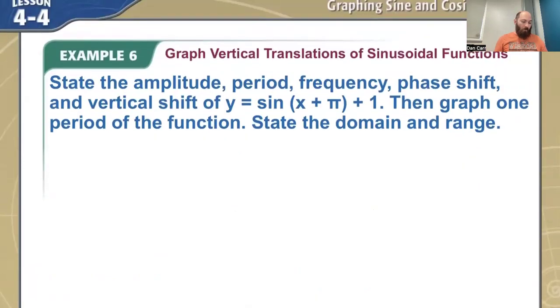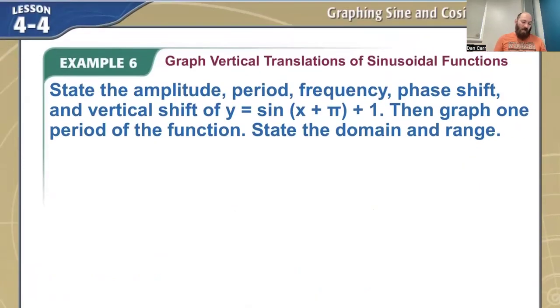So let's do one more together on this one. Again, state the amplitude.